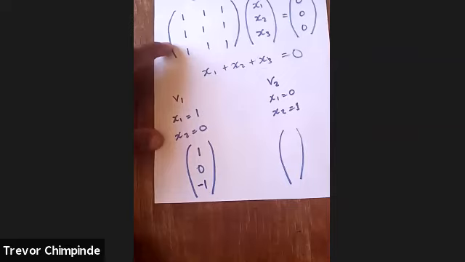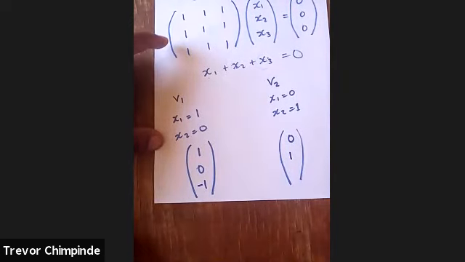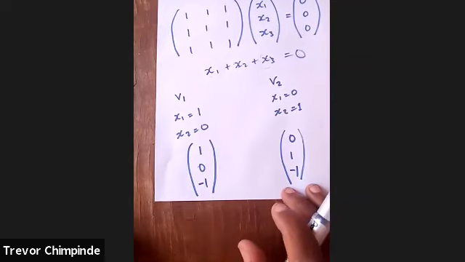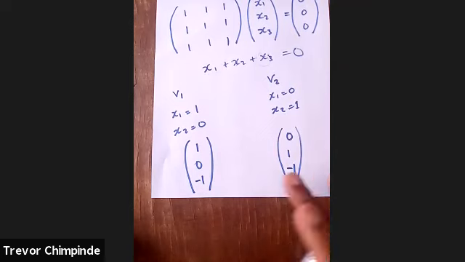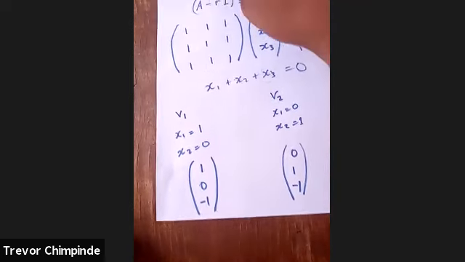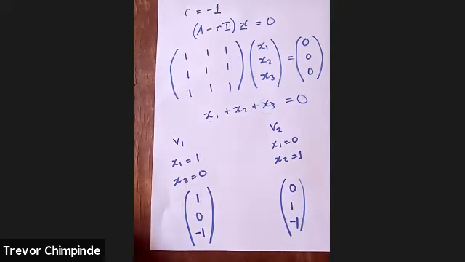-1. Yes. For my v2, x1 is 0, x2 is 1. What will be my x3? -1 as well. And so these two are my eigenvectors. So I've got two linearly independent eigenvectors corresponding to this single eigenvalue r is equal to -1.